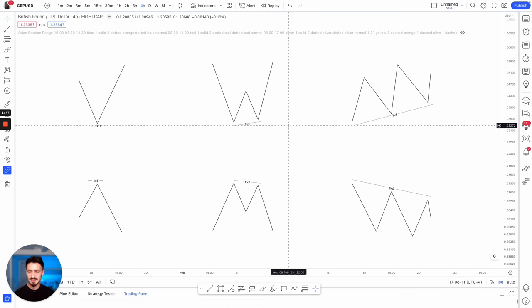But how do we translate that? How do we understand that deeper and translate that into being a better trader? Well, you have to understand there is liquidity everywhere in the market. And how we're going to perceive liquidity is essentially just the orders that are in the market. You have to understand what this market is.